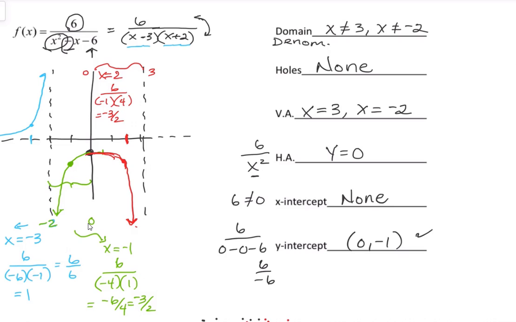Now the last space we need to test is over here on the far right, in between that vertical asymptote and infinity. So something to the right of 3. If I pick x equal to 4 and plug it into the original function, I get 6 over 4 minus 3 is 1, and 4 plus 2 is 6. So 6 over 6 is equal to 1. If I plot (4, 1), it tells me that that branch is also above the x-axis. So there's what my curve looks like.